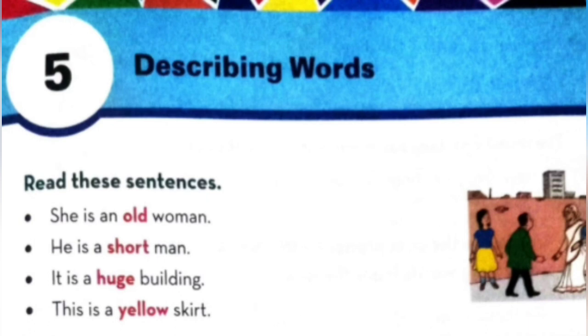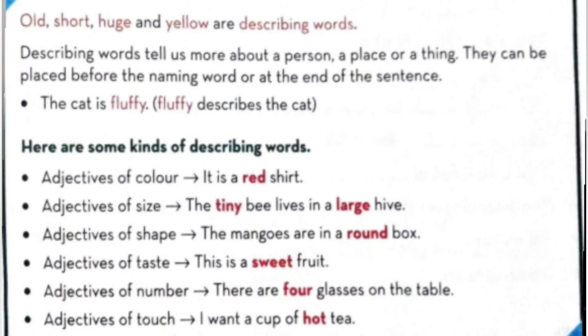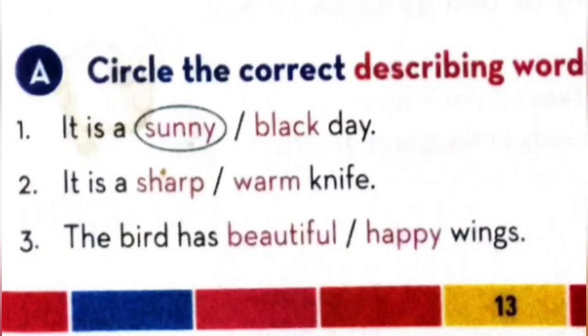So, describing words tell us more about a person, a place or a thing. They can be placed before the naming word or at the end of the sentence. The cat is Fluffy. Okay, Fluffy describes a cat. So, the kinds of describing words are also given below. So, we can do the next exercise number A. Circle the correct describing words.